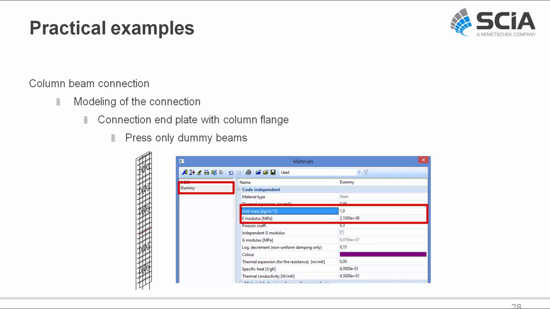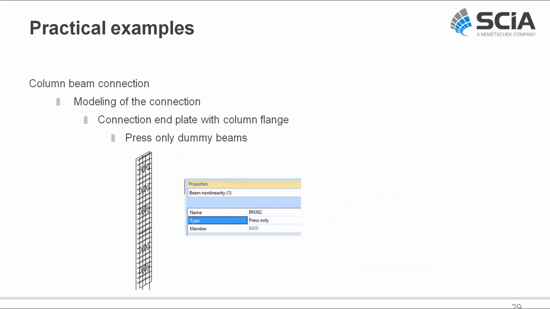The next thing, when we have created this dummy material, we assign it to the connection elements. Connection elements will be modeled as beams, and we give them the beam nonlinearity parameter press only, so that this one will be taken into account during the nonlinear calculation, meaning that no tension forces will be there in the connection elements.